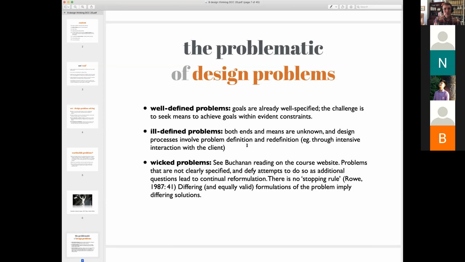So problems that are not clearly specified, they even defy attempts to actually specify them. Certainly they defy attempts to do them in advance. And as you go through the design process, you actually unleash more issues, more and more and more. Okay, so additional questions leading to a continual reformulation.